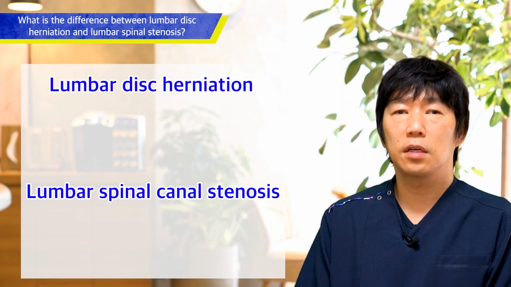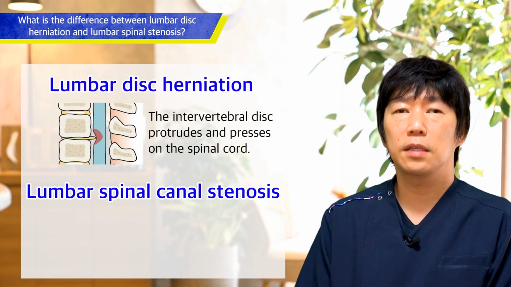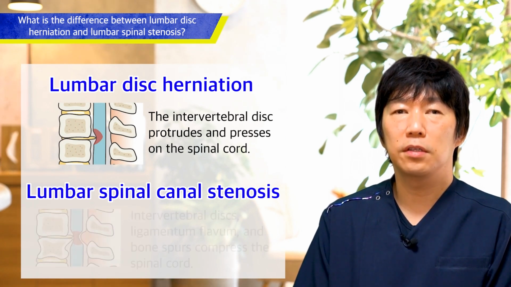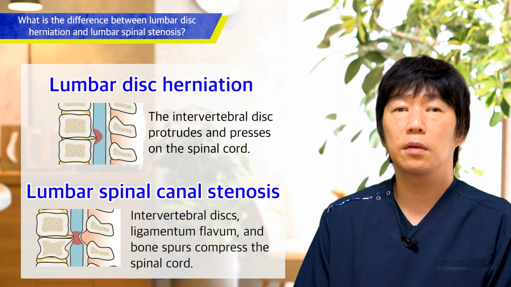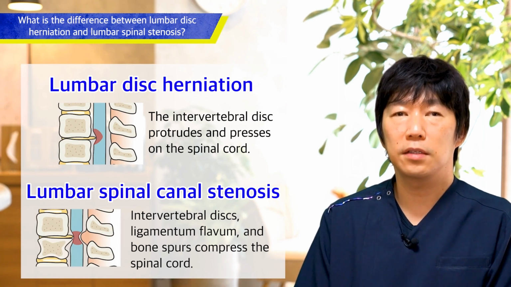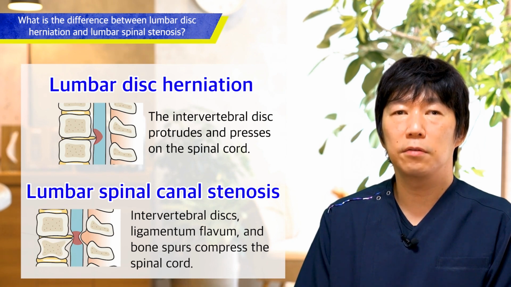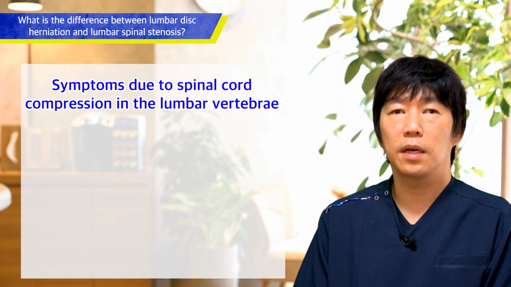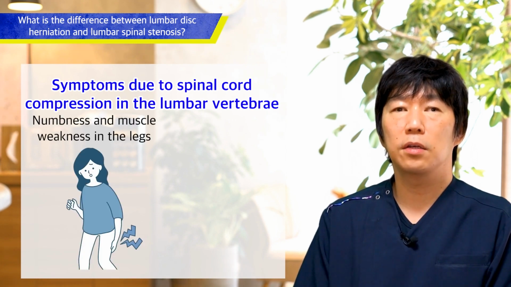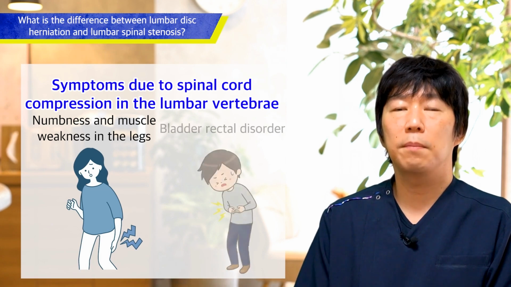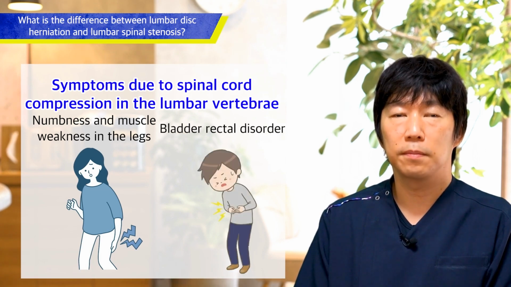Lumbar disc herniation occurs when the intervertebral disc protrudes and compresses the spinal cord from the front. Lumbar spinal stenosis refers to a condition where the spinal cord in the spinal canal located at the back of the lumbar vertebrae is compressed by intervertebral discs, osteophytes, and the ligamentum flavum, leading to nerve damage. The symptoms of spinal cord compression in the lumbar region include numbness in the legs, decreased muscle strength in the legs, and bladder and rectal dysfunction.